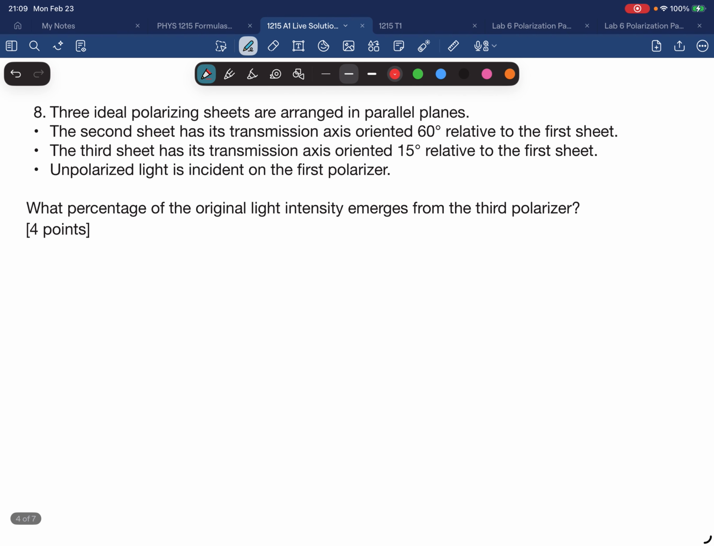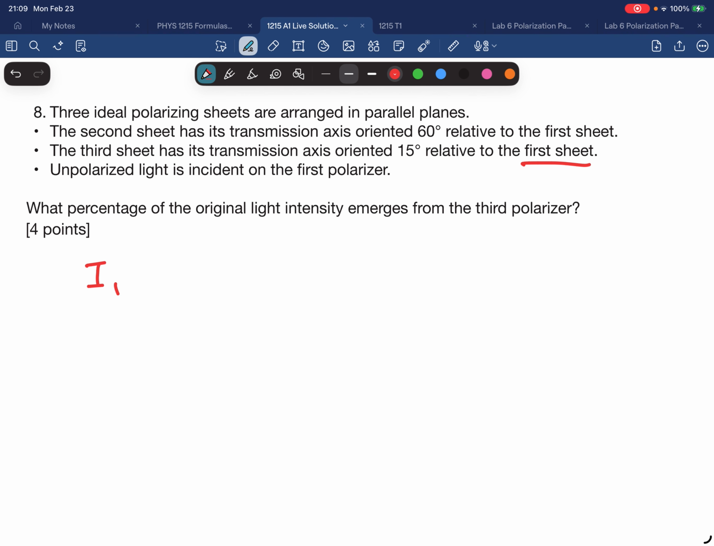Question 8. 3 ideal polarizing sheets are arranged in parallel planes. The second sheet has its transmission axis oriented 60 degrees relative to the first sheet. The third sheet has its transmission axis oriented 15 degrees relative to the first sheet as well. Unpolarized light is incident on the first polarizer. The question is, what percentage of the original light intensity emerges from the third polarizer?